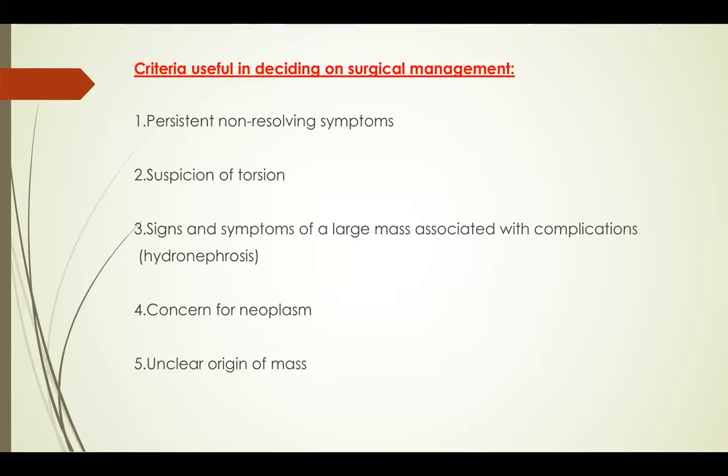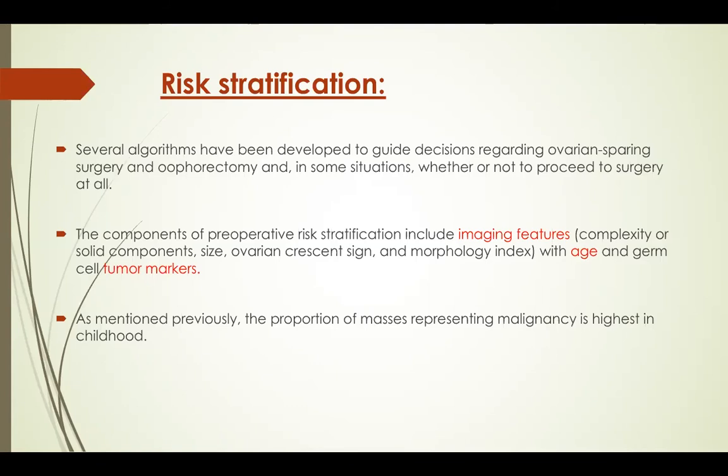So the criteria for deciding for surgical management: persistent or non-resolving symptoms, suspicion of torsion, signs or symptoms of a large mass associated with complication like hydronephrosis, any concern for neoplasm, or unclear origin of the mass. And also we have to do risk stratification. Several algorithms were developed to guide when we go for surgery, when there is high suspicion of malignancy. But in general, with a good history and physical examination, imaging features, the age of the patient and tumor markers, you can see if the patient is highly suspicious for malignancy or not.